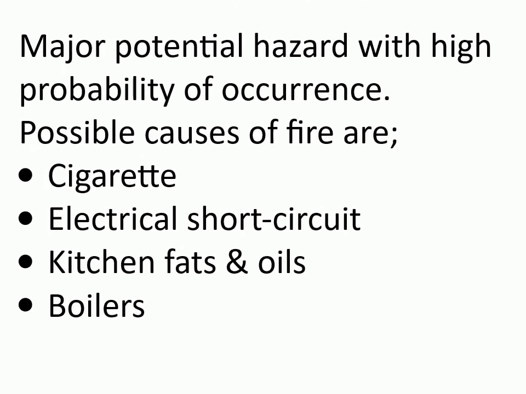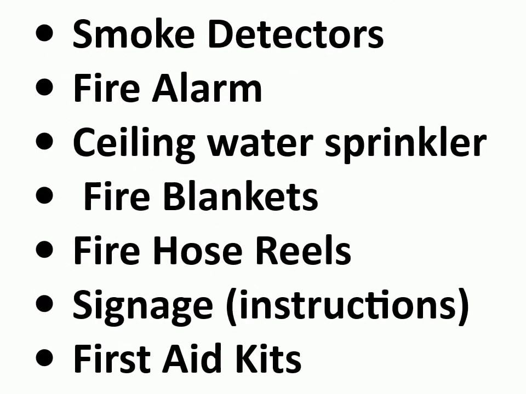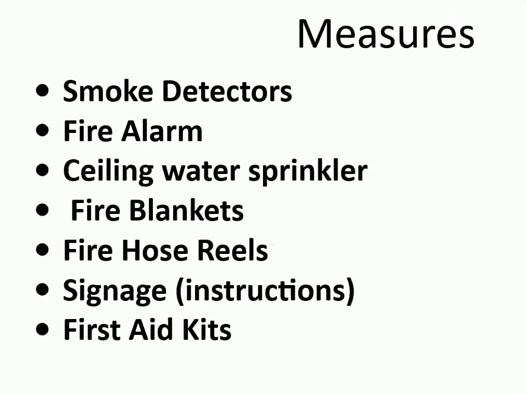Fire safety. A major potential hazard, with high probability of occurrence. Possible causes of fire are cigarettes, electrical short circuits, kitchen fats and oils, and boilers. Preventive and damage control measures: smoke detectors, fire alarm, ceiling water sprinkler, fire blankets, fire hose reels, signage, instructions, and first aid kits.